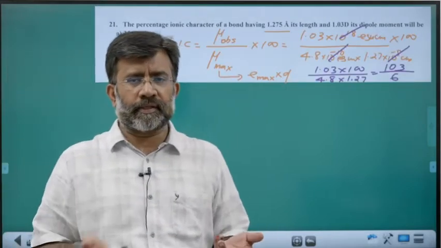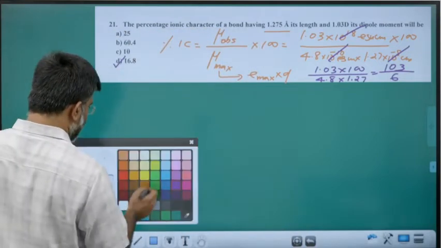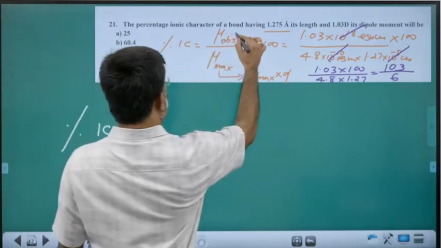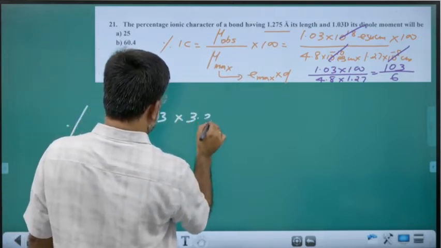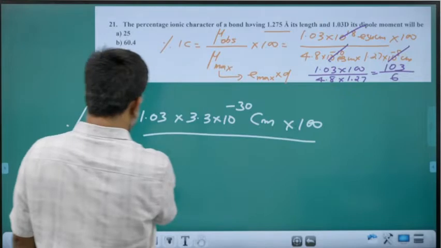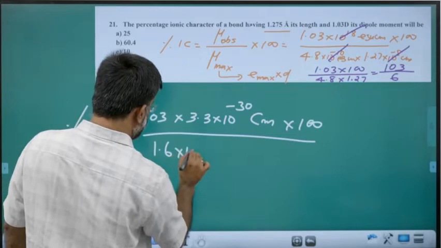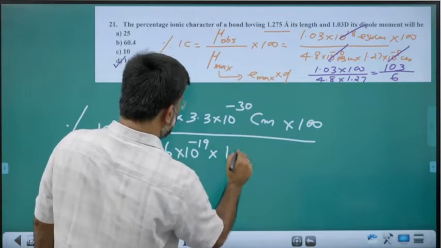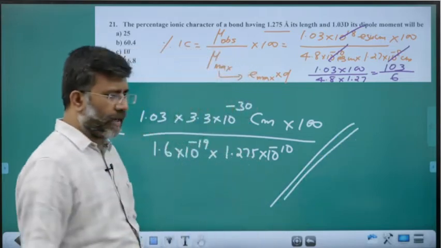Now the entire thing you can do in the SI system also. You see how to do it in the SI system. You will get the same answer. Percentage ionic character is the observed dipole moment, 1.03 Debye into 3.3 into 10 power minus 30 coulomb meter, into 100 divided by mu maximum, charge maximum into distance. What is the maximum charge? One charge, 1.6 into 10 power minus 19 coulomb, into 1.275 Angstrom, into 10 power minus 10, will take you to the same answer.